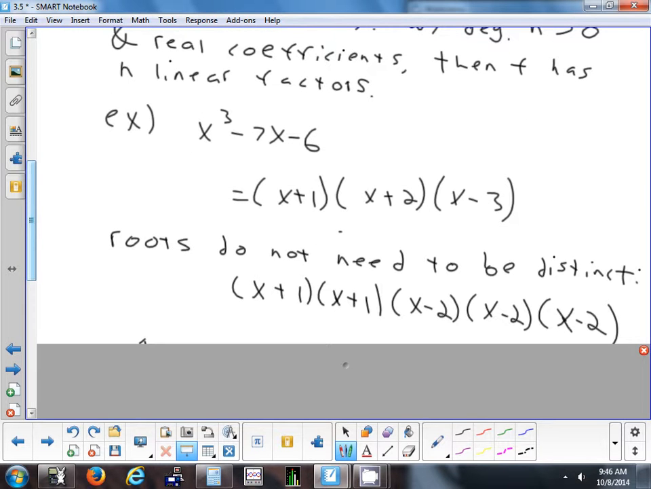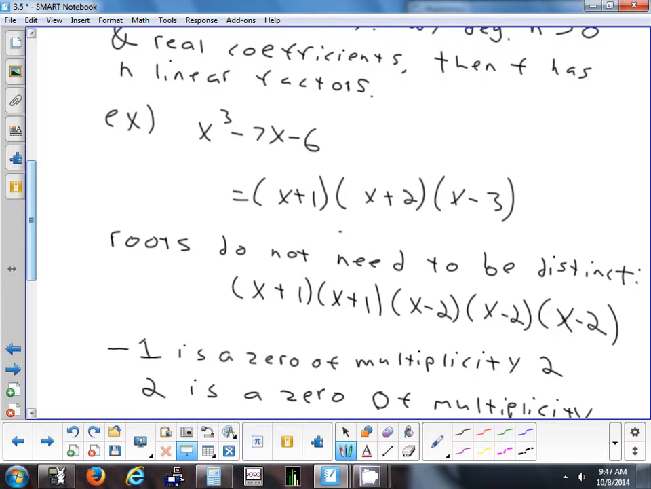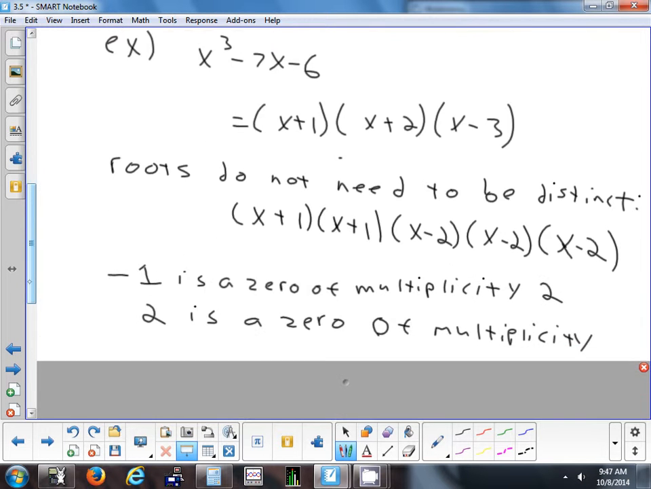Okay, the roots, though, they don't need to be distinct. Okay, so if you had a 5th degree polynomial, I'm not saying that all the factors and roots are distinct. There might be repeated ones, like here. Okay, we say -1 is a root, or a 0, of multiplicity 2, meaning it occurs twice. Okay, 2 is a root that occurs 3 times. So we say it's a 0 or a root of multiplicity 3.